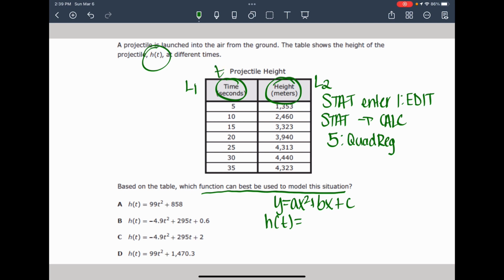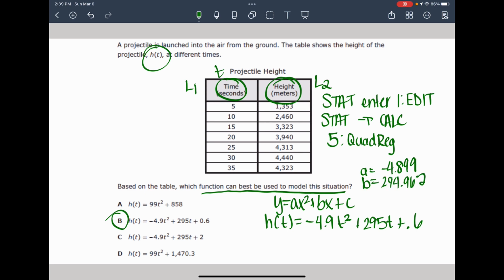So we're going to round these numbers that it gives to us. So we have negative 4.9 t squared plus 295t plus that 0.57, they round it to 0.6. So that's how we get answer choice B. So the a value, remember, was negative 4.899. b was 294.962. And then c was 0.5714. And so when we round that, we get this equation.